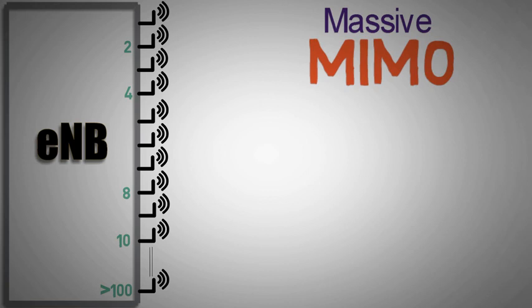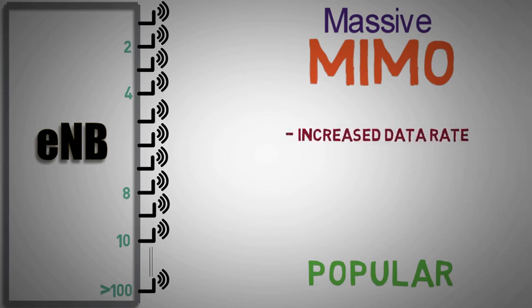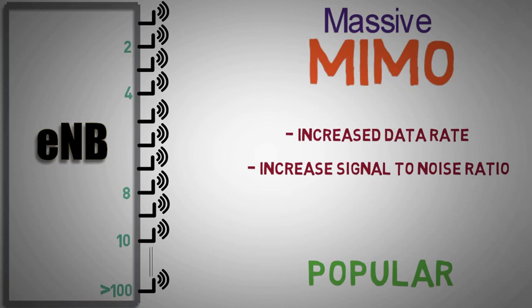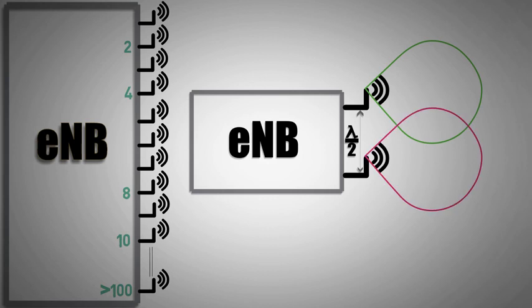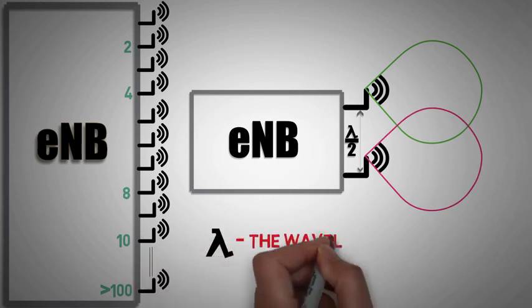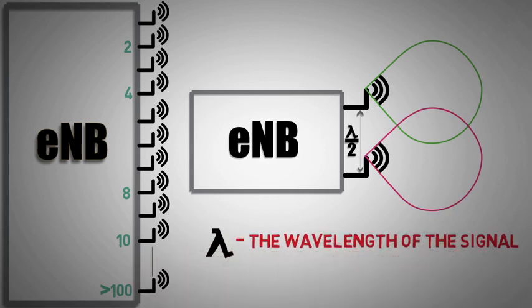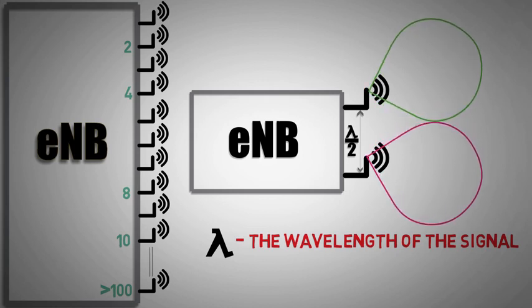The concept of massive MIMO or large MIMO systems is becoming popular as it is able to offer increased data rate, increased basic link signal to noise ratio, and channel hardening. A key issue faced in massive MIMO is antenna placement. As a rule of thumb, spacing of lambda by 2, where lambda is the wavelength of the signal, is considered necessary to provide almost no correlation between the antennas.